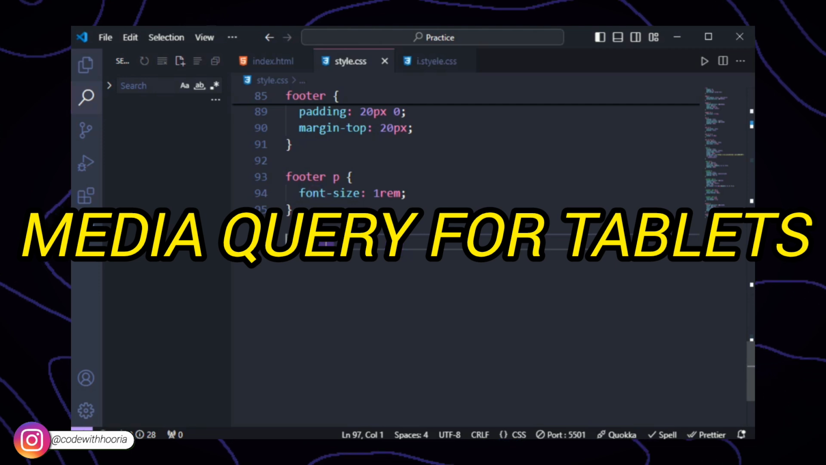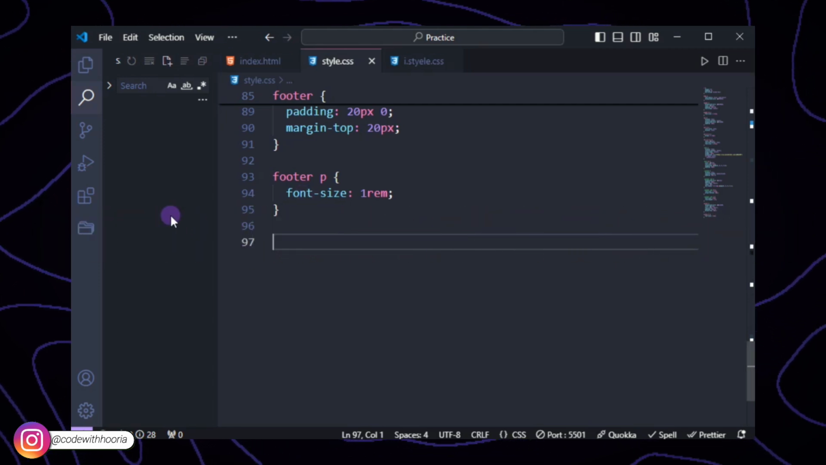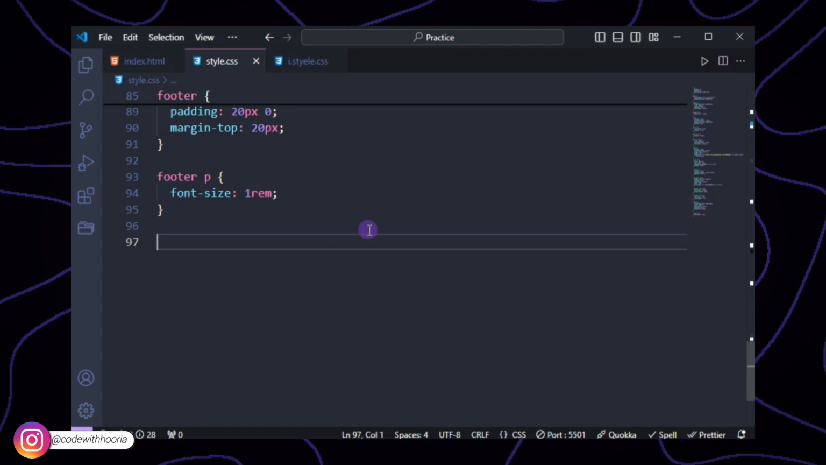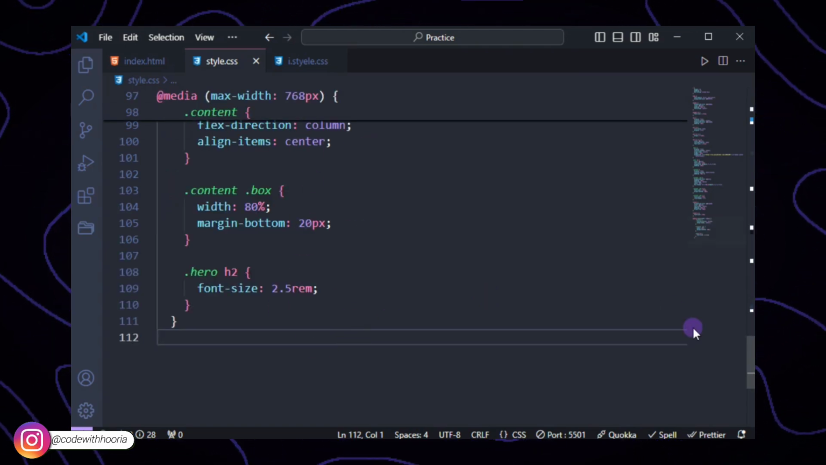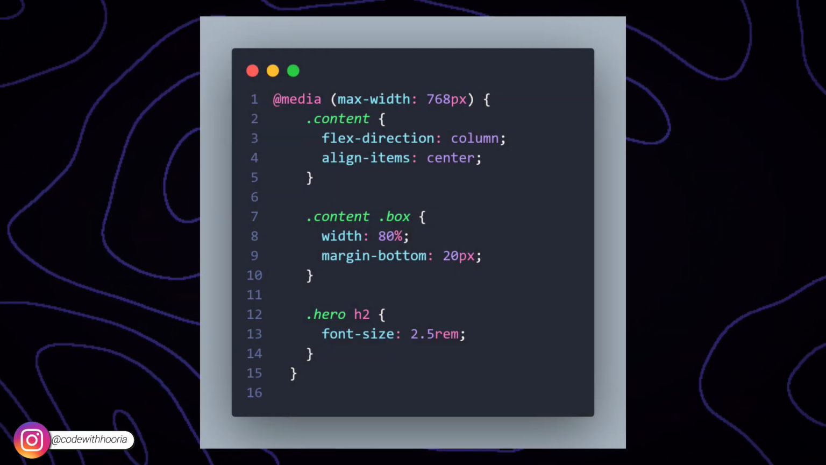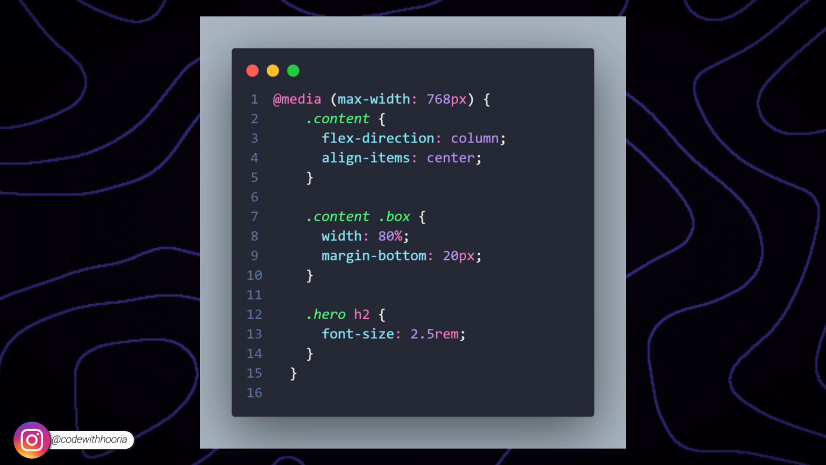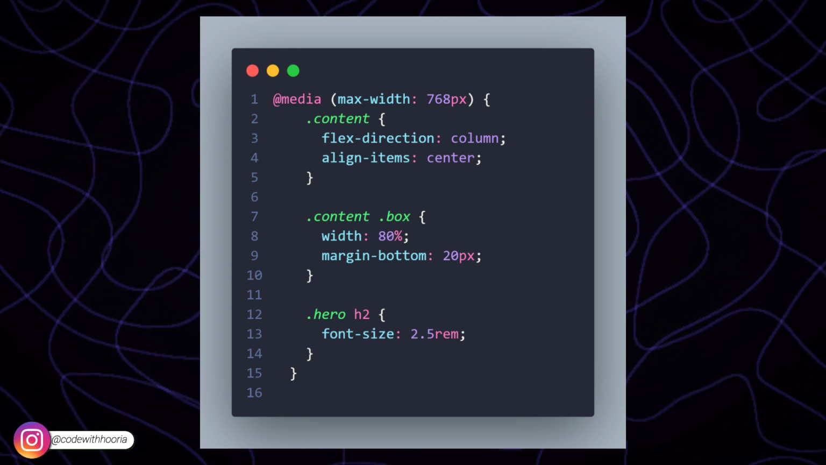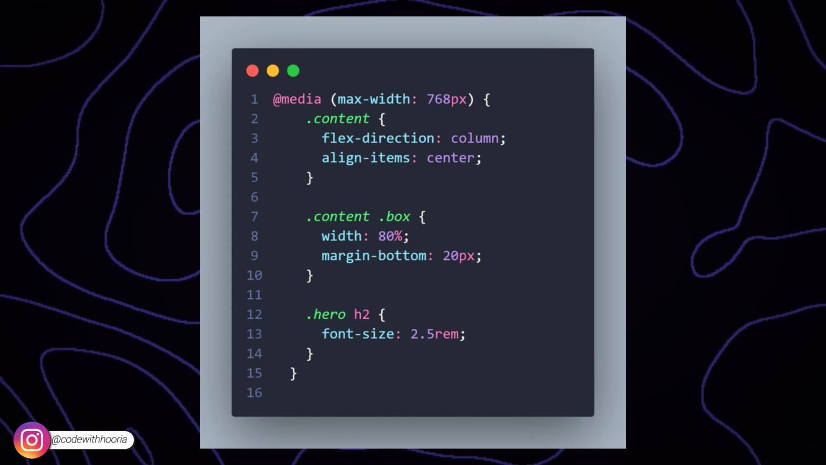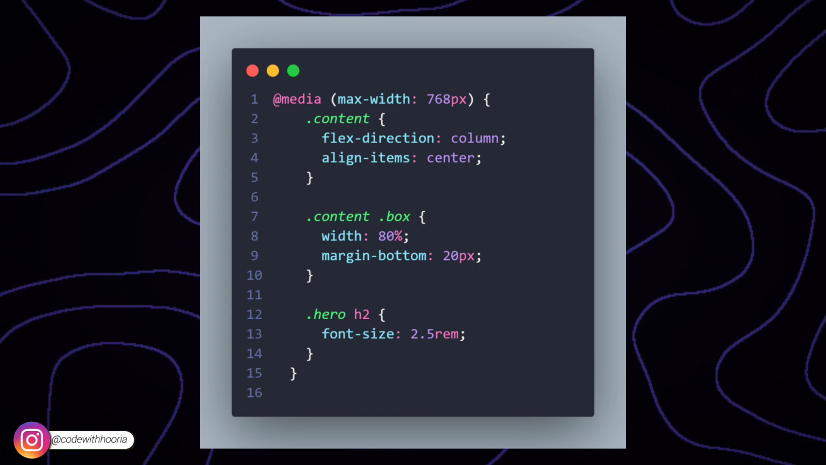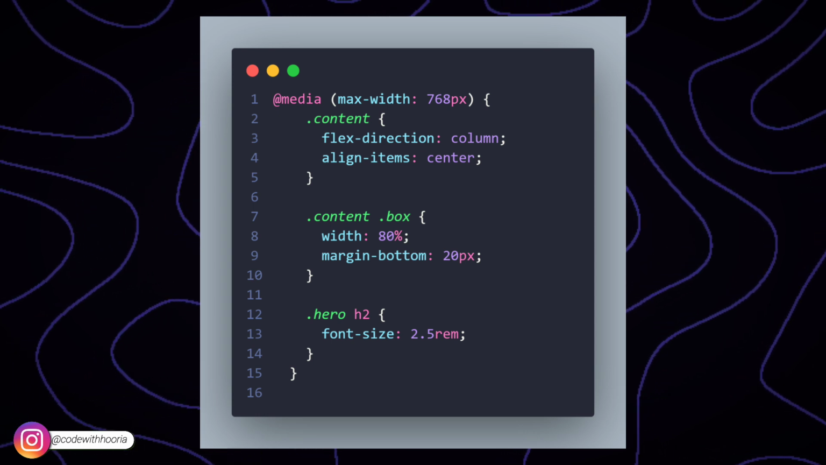Let's start by adding a media query for tablets. Tablets generally have a screen width around 768 pixels, so that's what we will target first. In the CSS, add this. What does this do? Well, first we are telling the content section to display in a column instead of a row when the screen size is 768 pixels or less. This stacks the content boxes vertically so they don't squeeze together awkwardly on smaller screens.